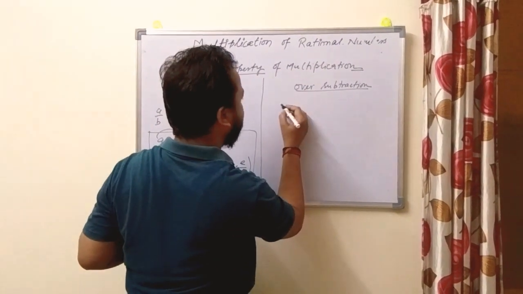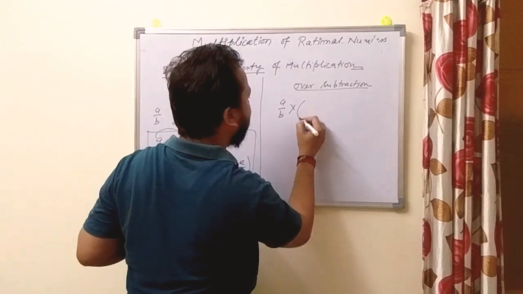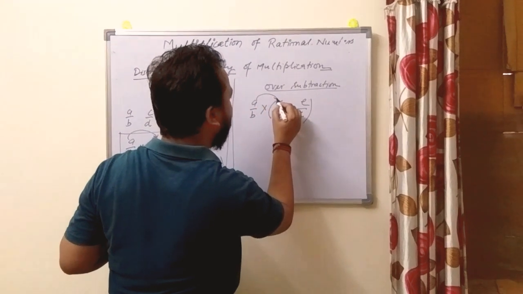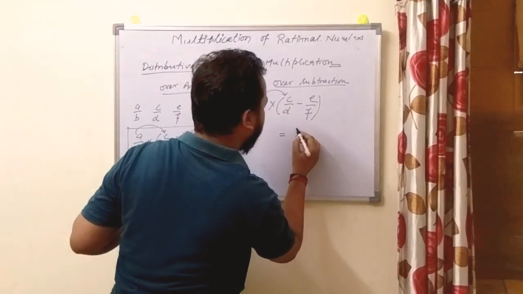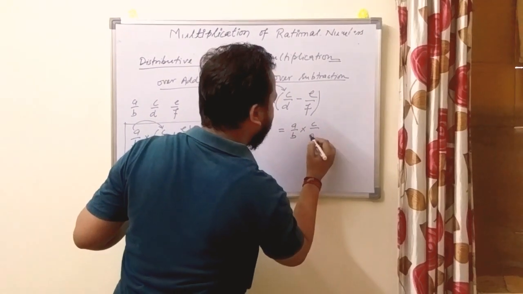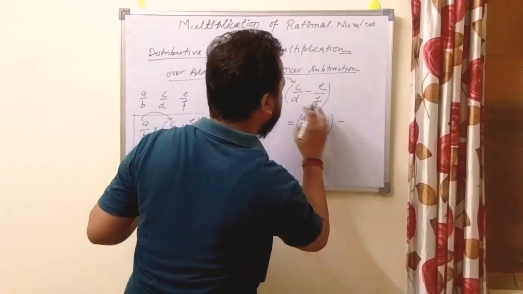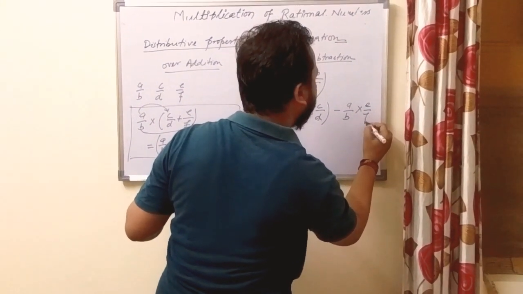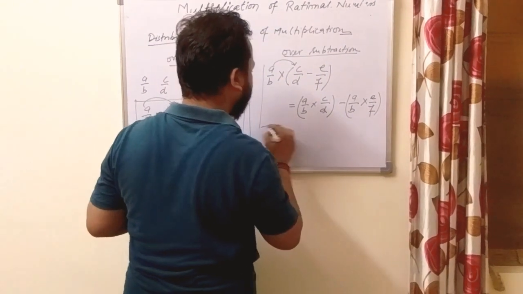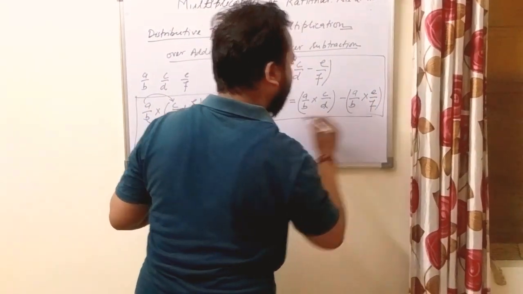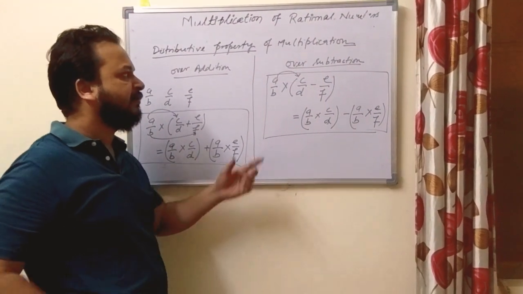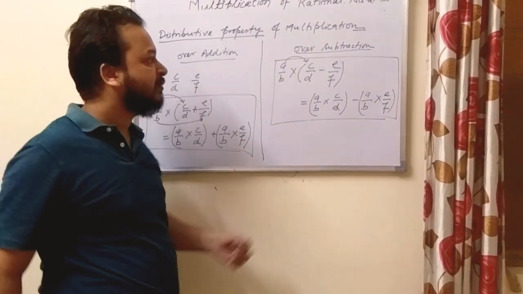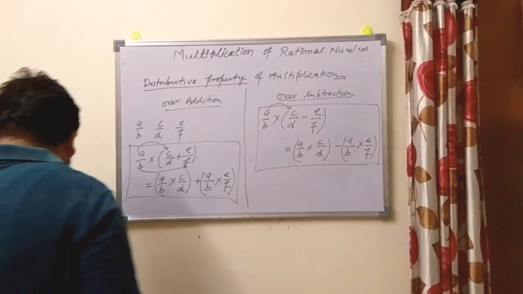And if you are talking about over subtraction, so a by b multiplied by c by d minus e by f. So first multiply a by b to c by d. What we get? A by b multiplied by c by d minus, because here minus sign is there, so a by b multiplied by e by f. This means distributive property of multiplication over subtraction, and this is for addition. So now example.